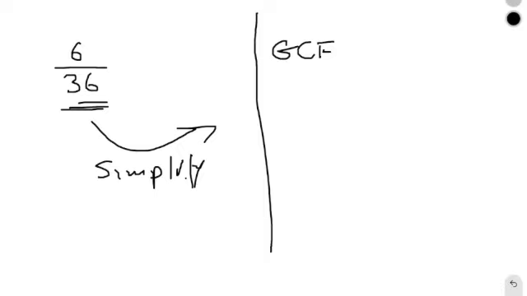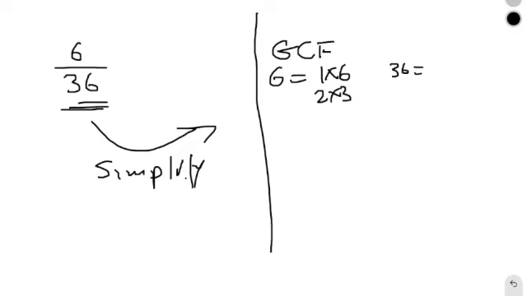So what we do is we find the factors of the numerator, and we find the factors of the denominator, and then we find what's common among those factors, and then we choose the greatest common one. And then from there, I'll show you the next step. So let's do that. Let's find the factors of 6, which is 1 times 6, 2 times 3, and that's it.